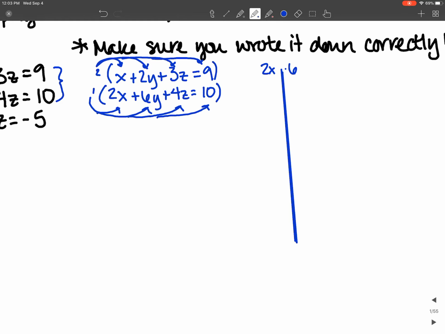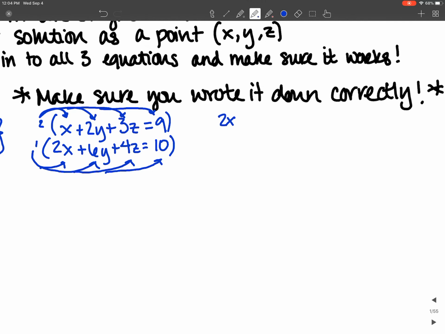If I add straight down, do they eliminate? No, so what do I gotta do now? Go ahead, Pilar. Yeah, I can multiply the bottom one by -1. And like I said, some of you are doing this all in one step. It's okay if you're not. It's gonna work this way always. So again, I'm gonna have 2x plus 4y plus 6z equals 18. And then the bottom one is going to give me -2x minus 6y minus 4z equals -10. Multiply all the way through.